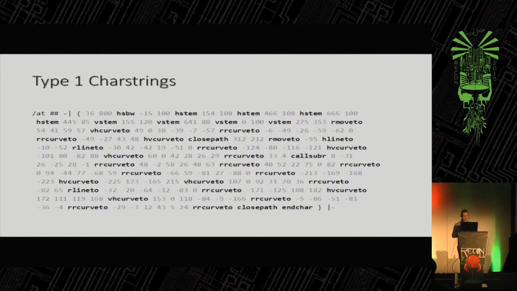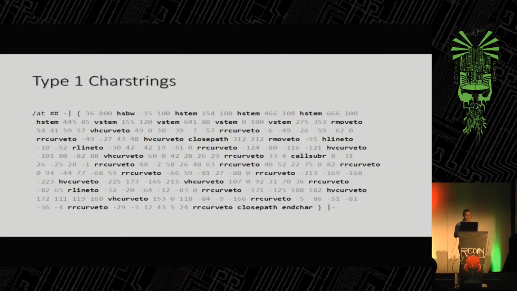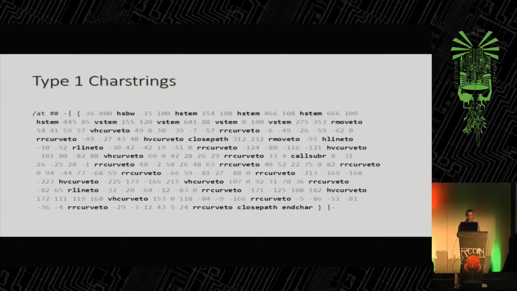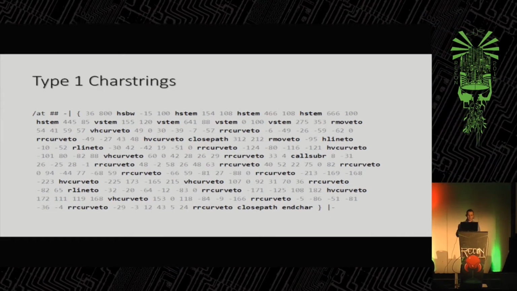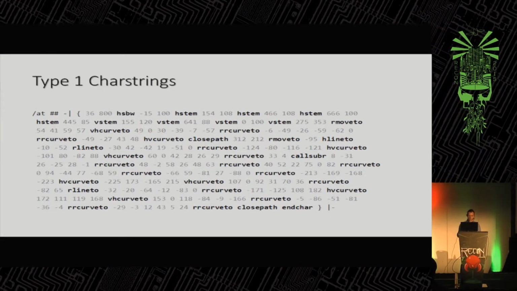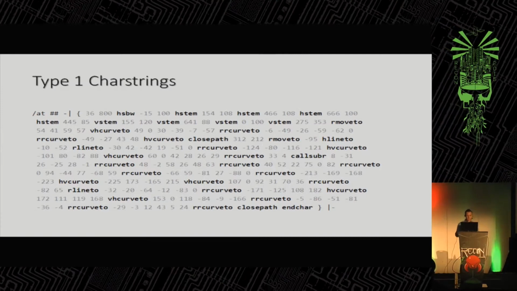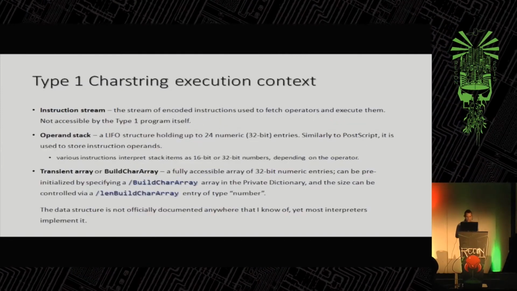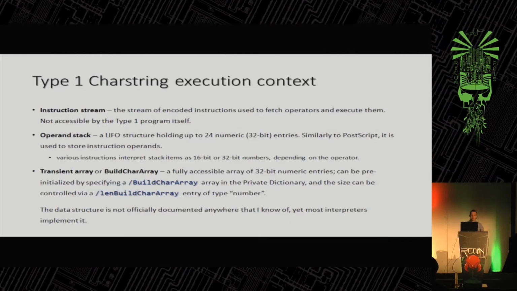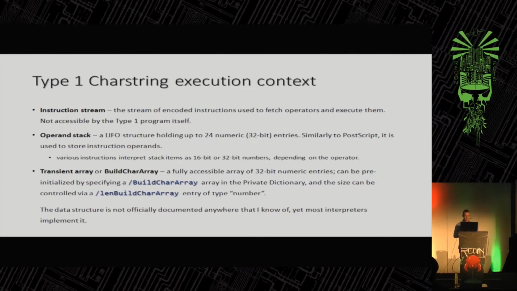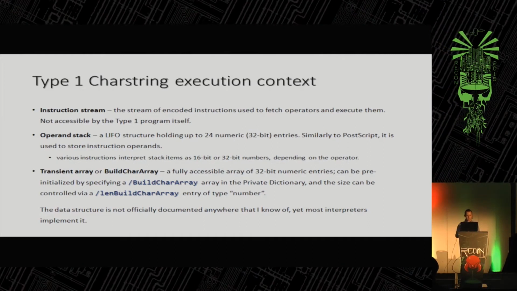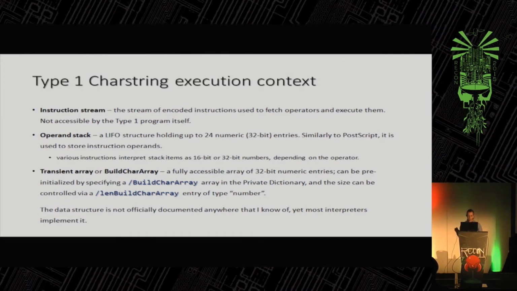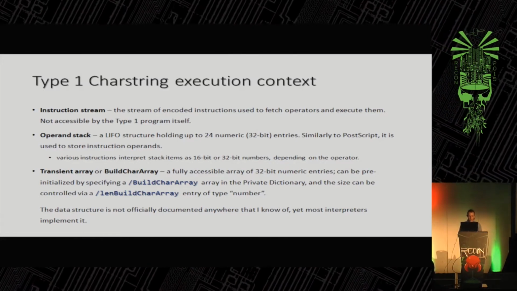So here you can see an example of a Charstring, which consists of immediate values that are pushed on the PostScript stack, and also some operations that are being performed using those values. So overall, this Charstring draws the @ character in one of the fonts that I took. So overall, the execution context of Charstrings in Type 1 consists of three main parts. We have the instruction stream, which is basically like a buffer with all of the instructions that are encoded inside of the Type 1 file.